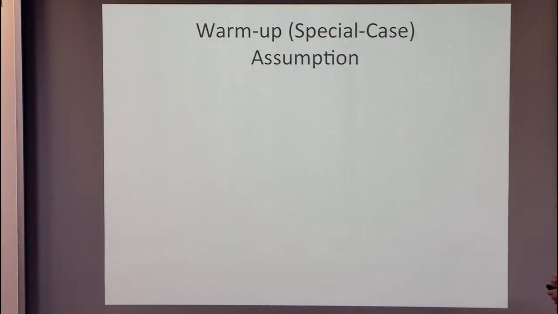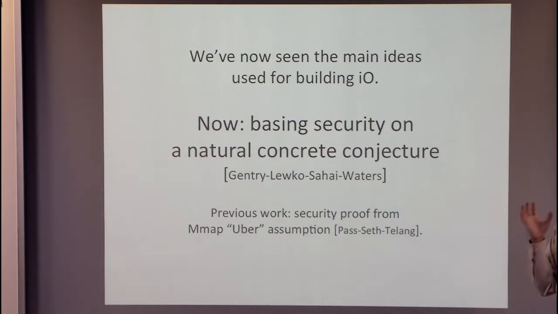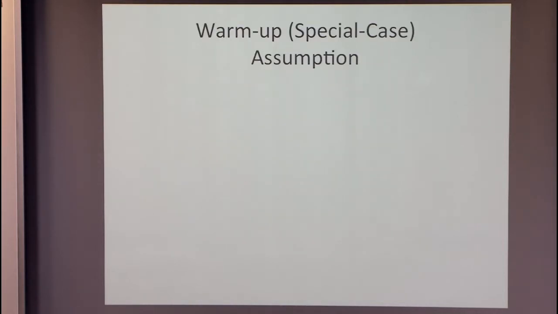let's think about it. What do I mean by a natural concrete conjecture? I mean an assumption, right? I promised you from the beginning that I would give you some sort of assumptions over this multilinear framework. So let me talk first about what is the actual assumption. What are we going to assume from which we'll be able to get obfuscation? Okay. So I'll warm up with a special case.